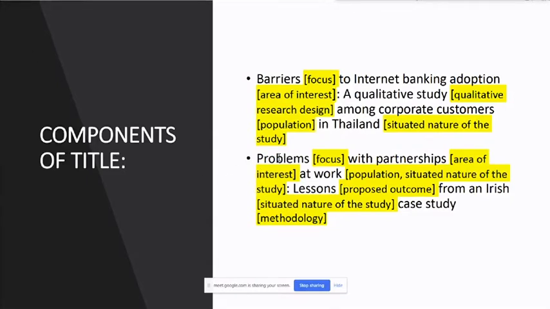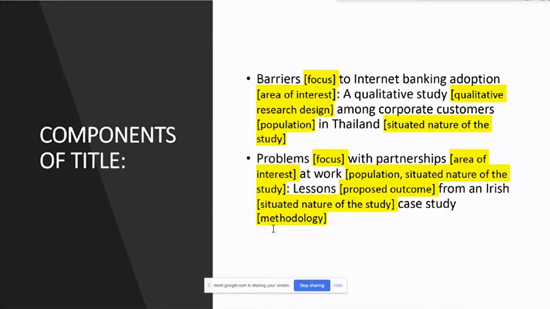Okay, so if you look at this, when you deconstruct your title, you have to make sure that your title has focus. Your title must have an area of interest. It gives a description, or it lets the reader know who the population or the sampling of your study is, what is the proposed outcome, and the method that you use. Another example would be if you are using quantitative, you use the word correlation. When I see the word correlation in the title, I would already know that this would be quantitative in nature.